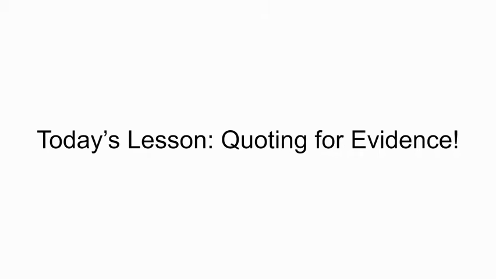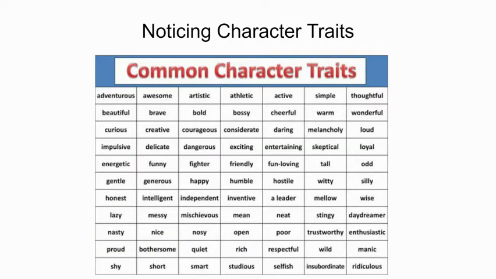Okay, it's me, Mr. Ramsey again, and I'm going to walk you through today's lesson, quoting for evidence. That was the first skill, you'll recall, of the unit. We want to be able to come up with an idea about the characters and have evidence to support those ideas. So before we get to the big themes and the big ideas in the book, we have to start just by observing the characters and figuring out what they're like at the beginning of the story.